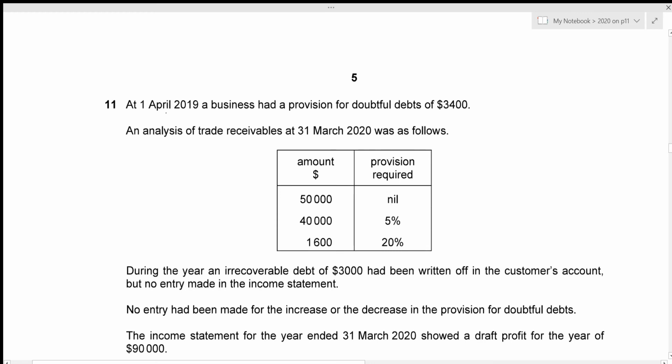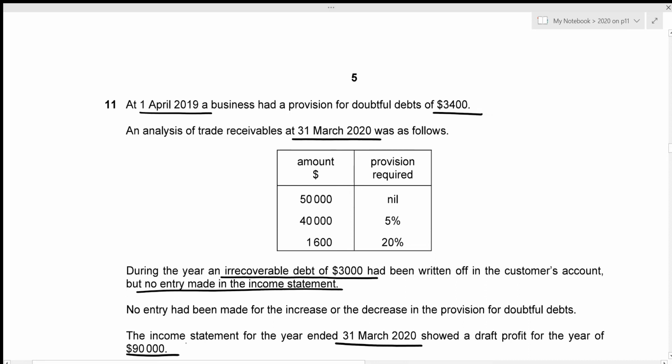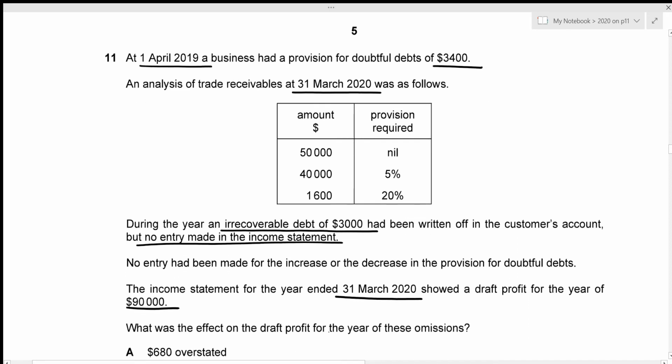At 1st April 2019, a business had a provision for doubtful debts of 3,400. An analysis of trade receivables at 31st March 2020 was as follows. So we are given the amount and the provision required. Then, during the year end, an irrecoverable debt of 3,000 had been written off in the customer's account, but no entry made in the income statement. Okay, no entry had been made for the increase or the decrease in the provision for doubtful debts. Then, the income statement for the year ended 31st March 2020 showed a draft profit for the year of 90,000. Now, we just need to figure out the effect on the draft profit for the year of these omissions.